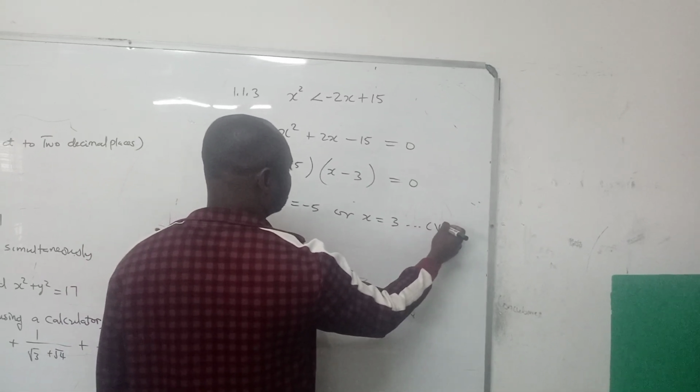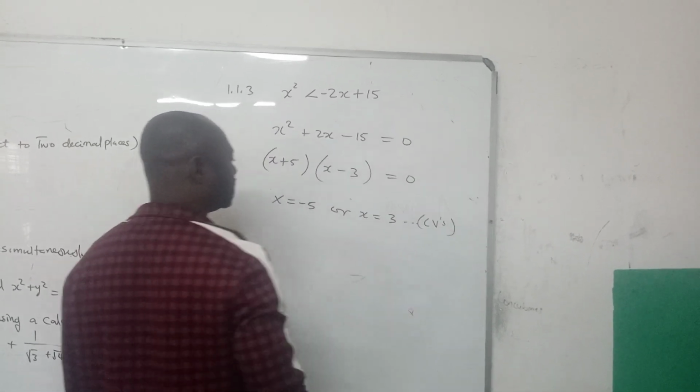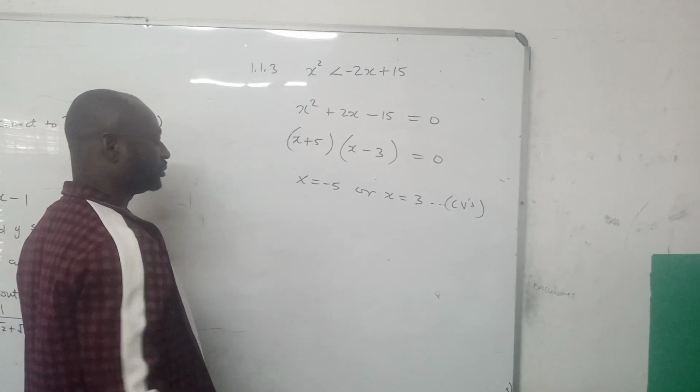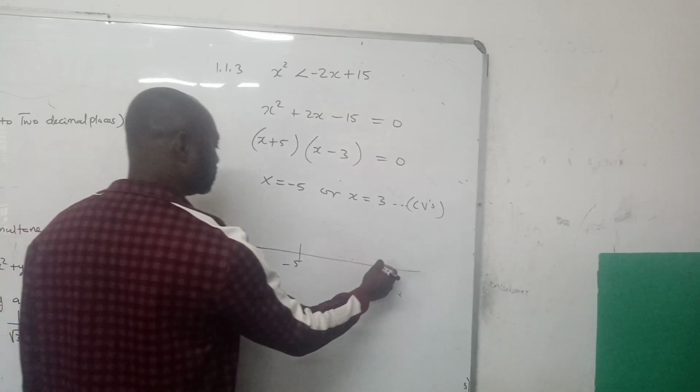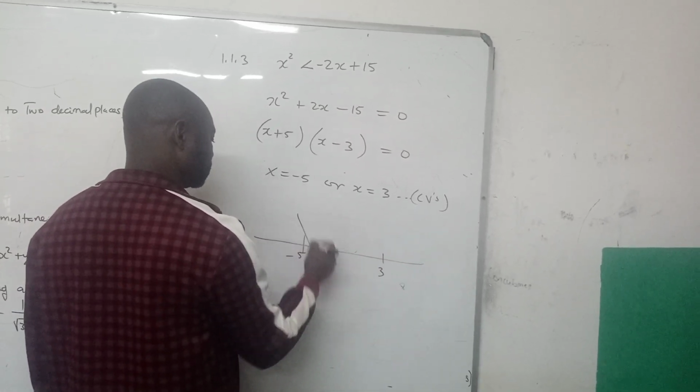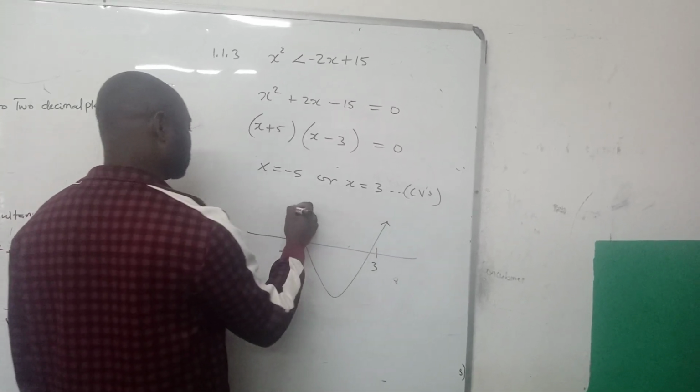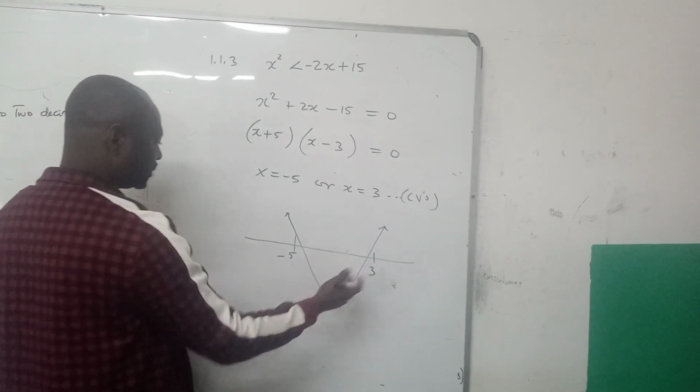We call these the critical values. So when you come here, you want the answer: you start with the smallest number to the biggest number. The shape, if you are plotting it in a graph, will look like this.